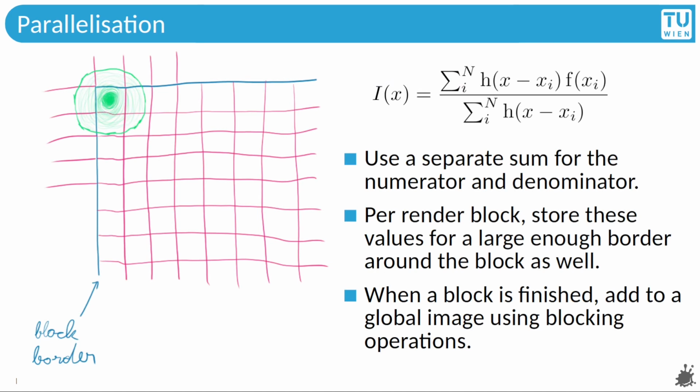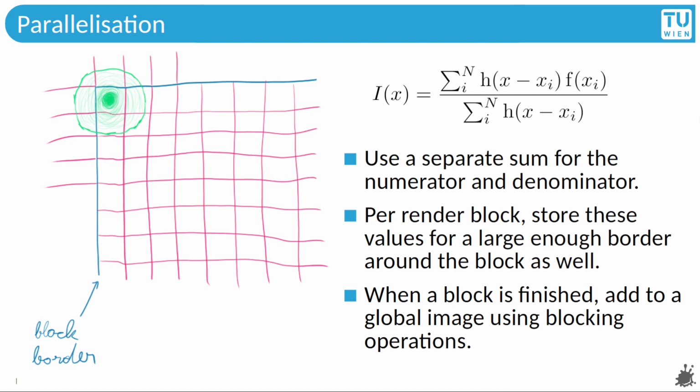When we look back at the equation for filtering, we see that there is a sum in the numerator and a sum in the denominator. We have to complete the sum before the division. That means that we need to do the division after merging the blocks to the complete image. And that is actually quite easy. We just keep track of the numerator and the denominator separately. We add the blocks to the final image using blocking or atomic add operations and do the division once all threads are finished.